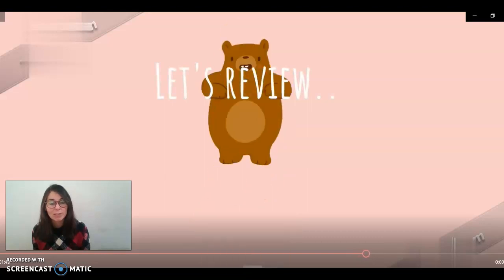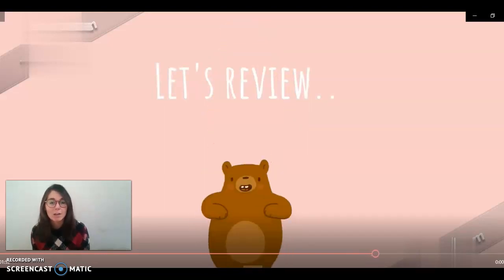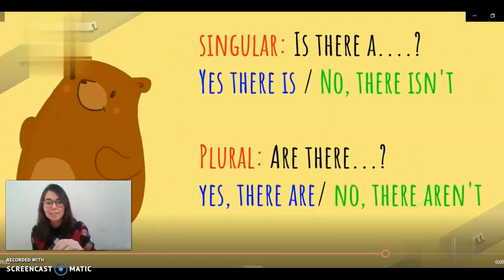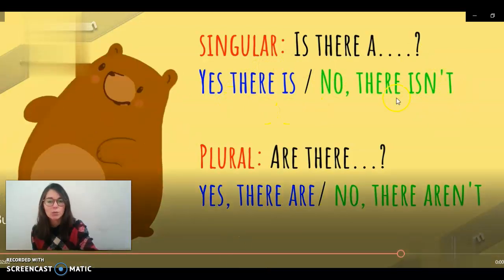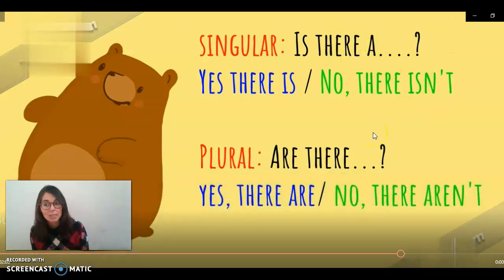So let's review. Let's check the rule. Vamos a revisar la regla completa. So for singular, is there a, right? And the possible answers, yes, there is, no, there isn't. For plurals, are there? Yes, there are, no, there aren't. So for singular, is there a bear? Is there a motorcycle? Or is there a bike? Yes, there is, si es que hay. No, there isn't, si es que no hay una. And for plurals, are there 3 pencils? Yes, there are, si es que tenemos 3 lápices. No, there aren't, if we don't, right? Good.